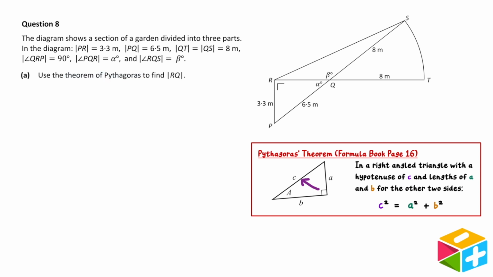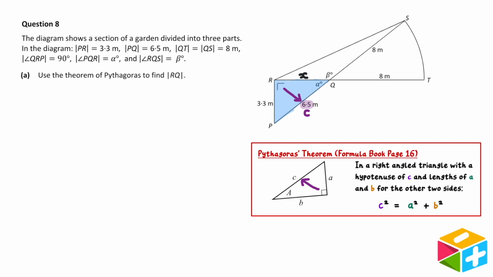We need to find the length of the line R to Q. Let's mark this unknown with X in our diagram. Now, let's focus on the right-angled triangle RPQ and apply Pythagoras' theorem. In our formula, C represents the hypotenuse, the side which is opposite the right angle. Here, that's the 6.5.